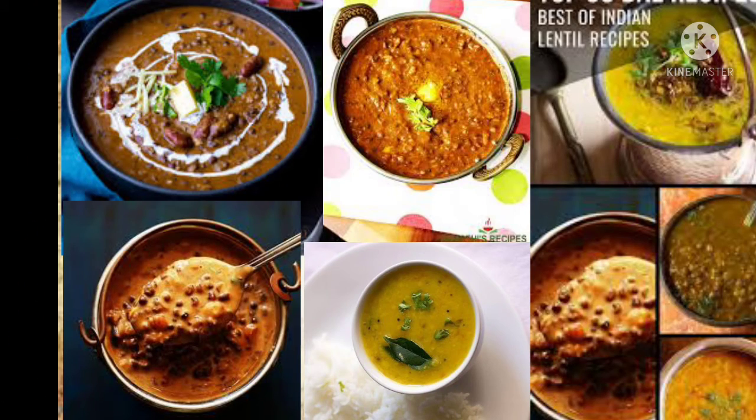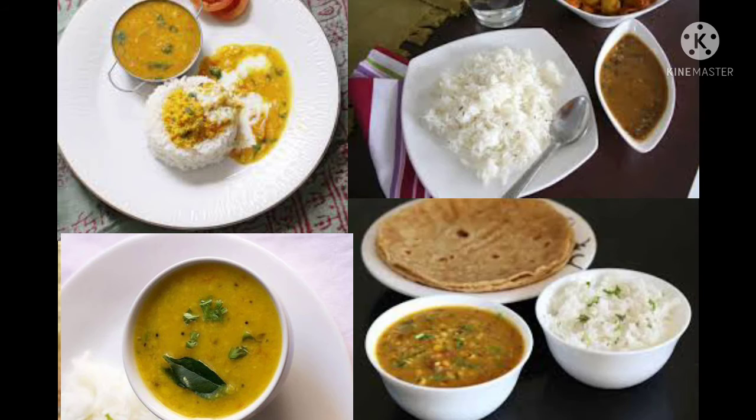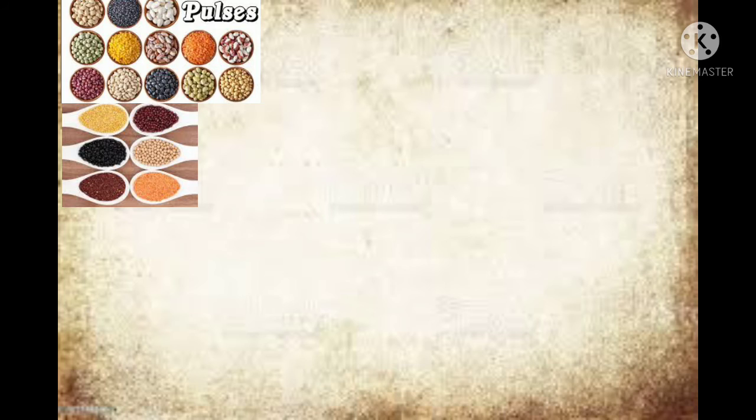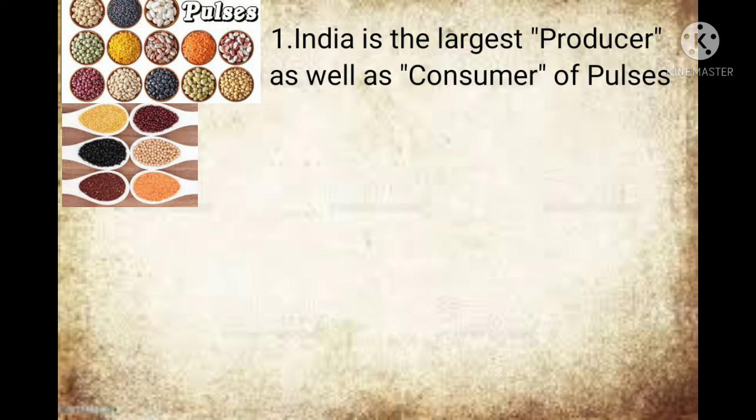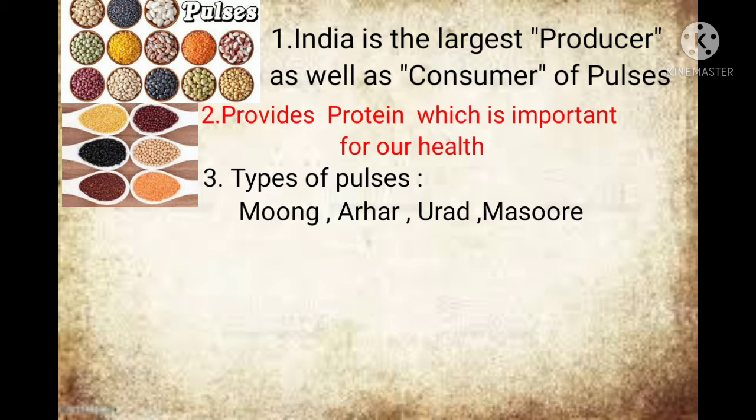Now all these pictures of delicious foods are made from pulses. Without it, we all know that the rotis or rice meals will be incomplete. So let's talk about pulses. India is the largest producer as well as consumer of pulses. Pulses provide protein, which is very important for our health. There are different types of pulses like moong, arhar, urad, masoor, etc.